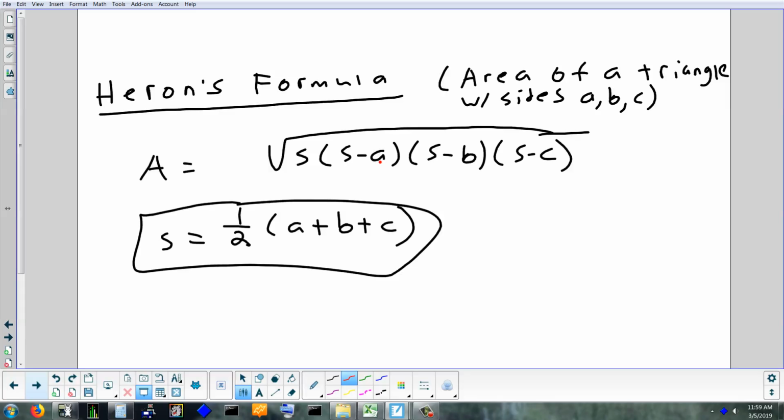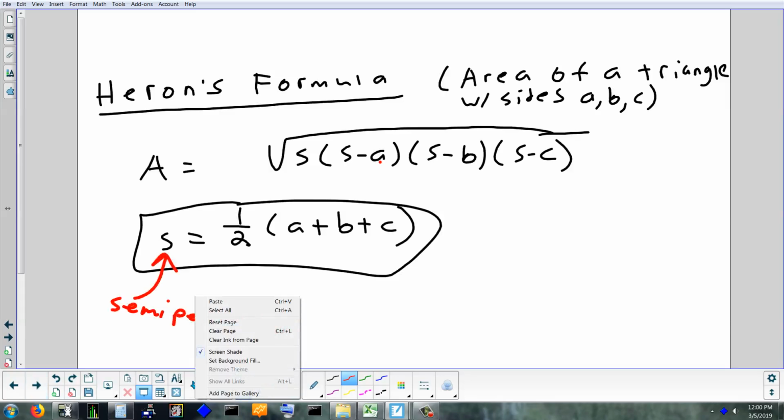S, that's a letter we haven't seen before. S is the semi-perimeter. All that semi-perimeter means is it's the perimeter cut in half. So it's a very, very easy formula to use. You just plug in A, B, and C. You have to find the semi-perimeter yourself. And then you do all the calculation. S minus A, S minus B, S minus C. Doesn't matter which side is A, B, and C, because you've got to do S minus every side.